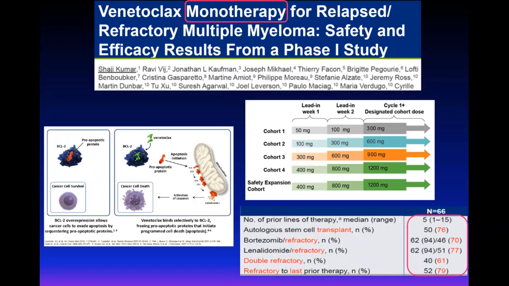So you see that these are patients with advanced relapse. The median number of prior treatments is 5. Actually, the majority, three-quarters of them, have had an autologous stem cell transplant, and the majority are double refractory to both bortezomib and lenalidomide, and literally all of them are refractory to the last treatment. With that, you see some response rate and also some CR as well.